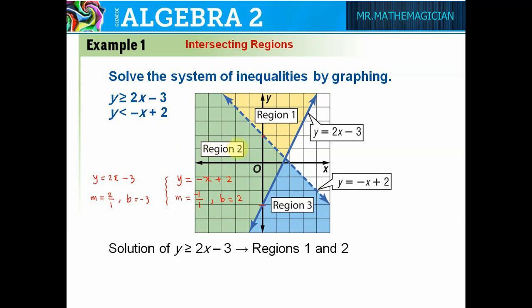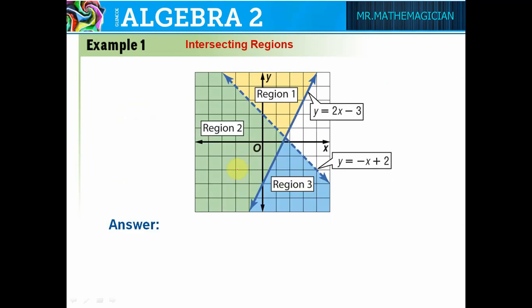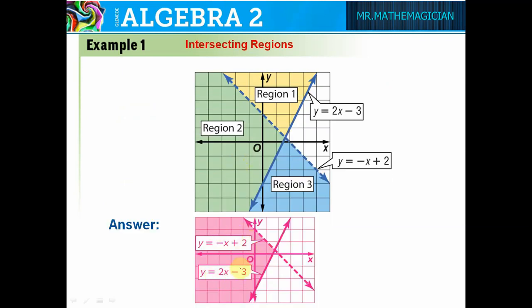So the solution of y greater than or equal to 2x minus 3 will take region number 1 and 2, and the solution of y smaller than negative x plus 2 will take regions 2 and 3. That's why region 2 is the common, so it will be the answer of the system of inequalities.